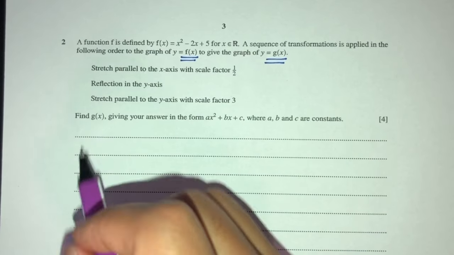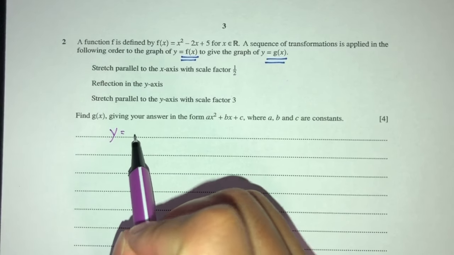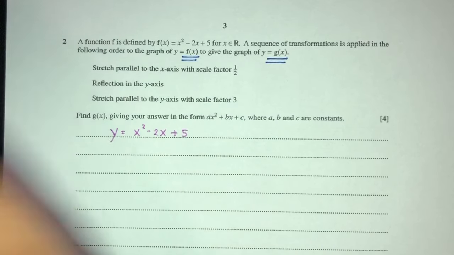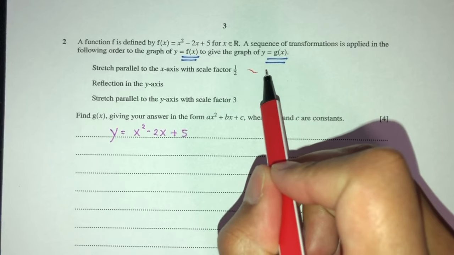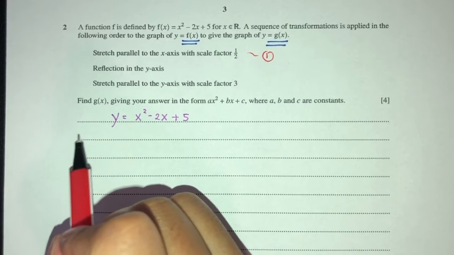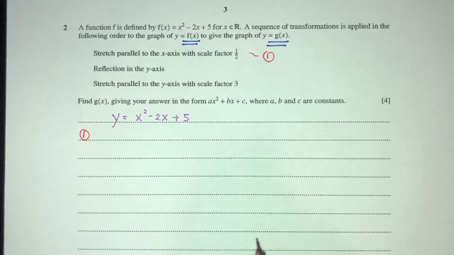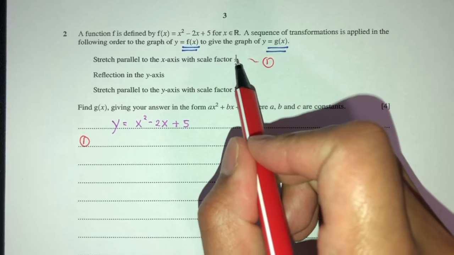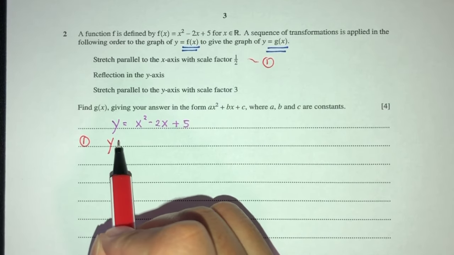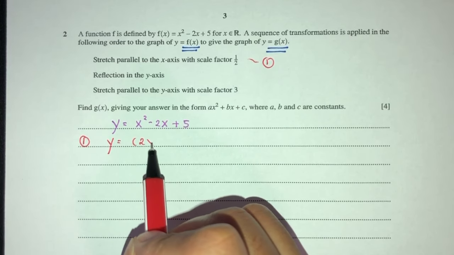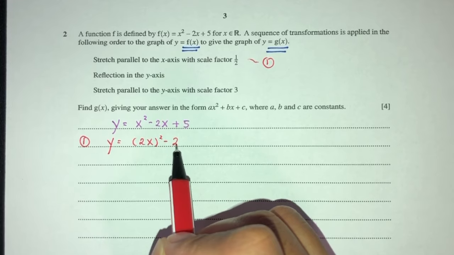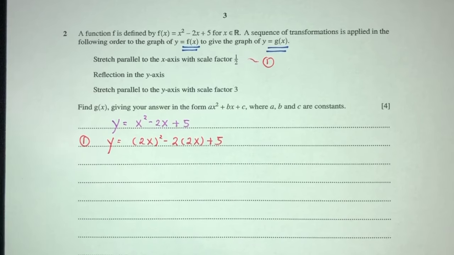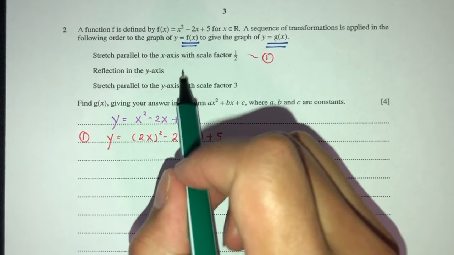Now at first we have what? At first we have y is equal to x squared minus 2x plus 5. That's the first equation. Now for the first transformation, number 1, it is a stretch in the direction of the x-axis with scale factor half. Now because of the 2 here at the base, that will become y is equal to 2x squared minus 2, 2x plus 5. That's step number 1.